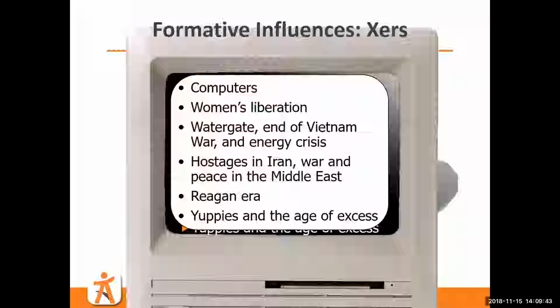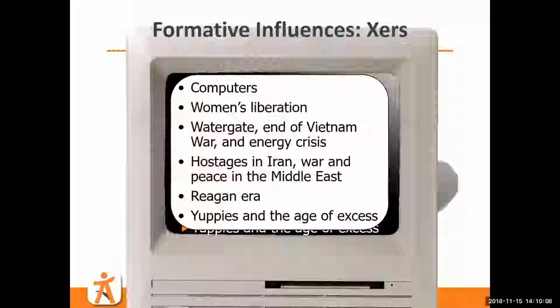Watergate, the winding down of the Vietnam War, and the energy crisis were big issues in the 70s. In the late 70s, the big issue was the hostages in Iran, an incident that foreshadowed terrorism. And in the Middle East, even though it was at war in the early years of the 70s, by the Carter era there was talk of peace.